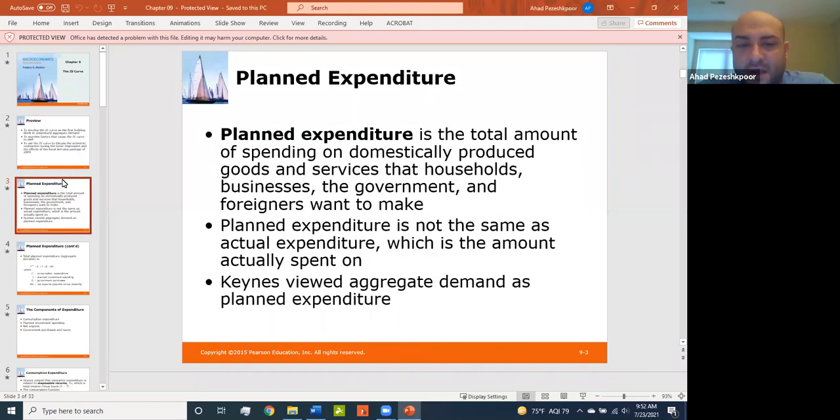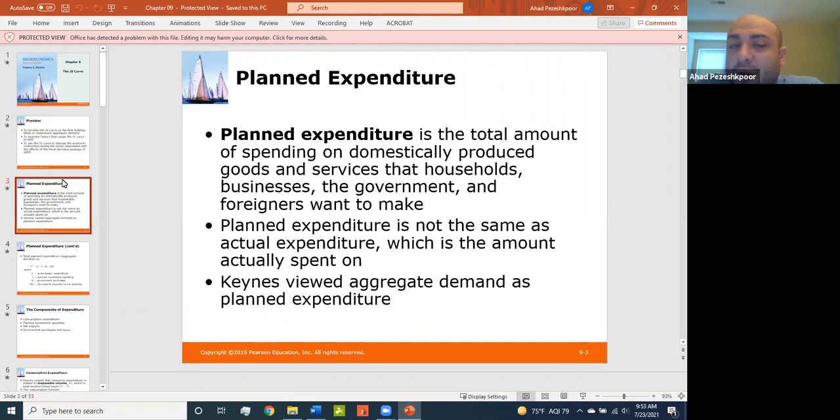First of all, there is this concept, which is the planned expenditure. The idea is that as an individual, I look at the situation around me and then decide, is this the right time to buy a new car? Is this the time for me to buy that new laptop I always wanted, or take that vacation I always wanted to take? Is this the right moment? This is called planned expenditure.